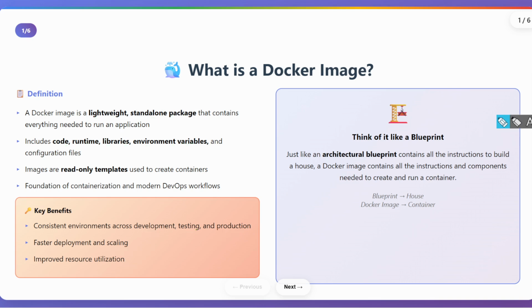And if you see what exactly a Docker image is in a non-technical example, it is just like an architectural blueprint, which contains all the instructions to build a house. Here a Docker image contains all the instructions and components needed to create a container. Okay, the house blueprint is the image, and the actual house is the container.